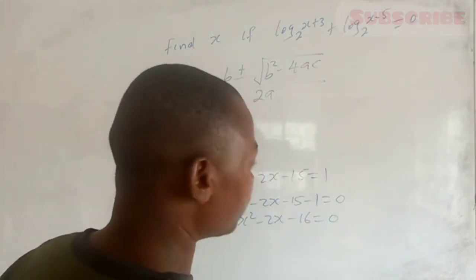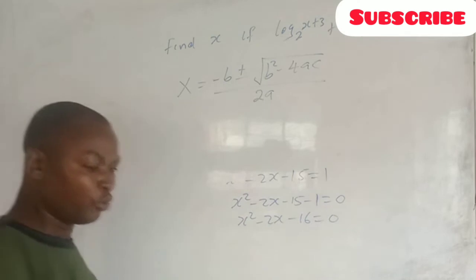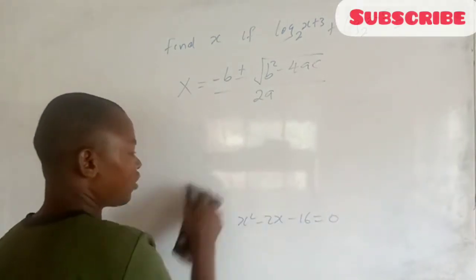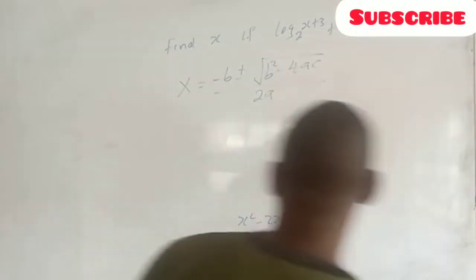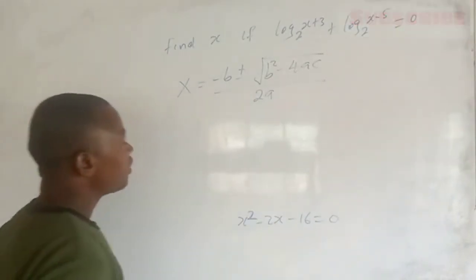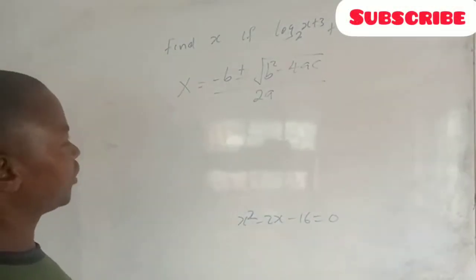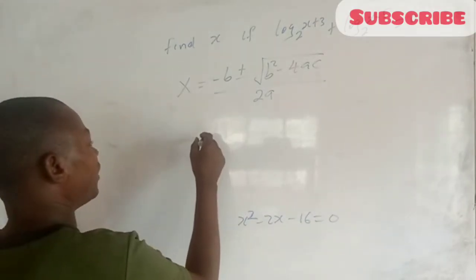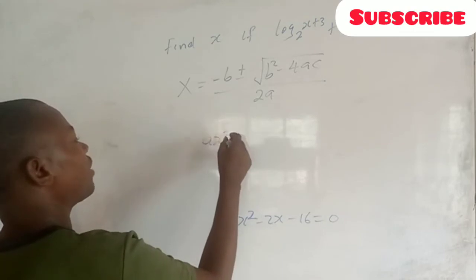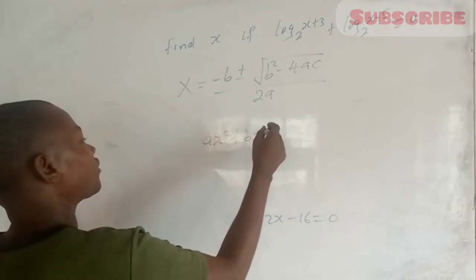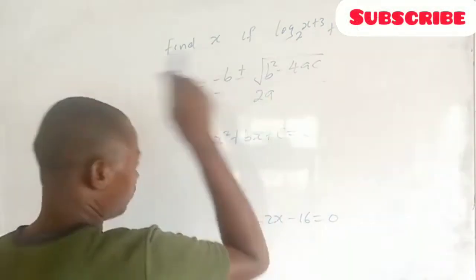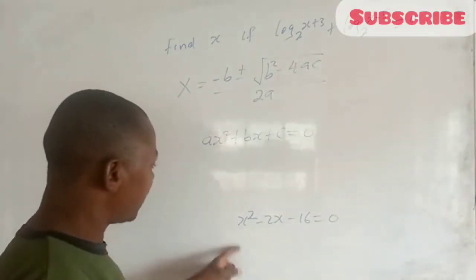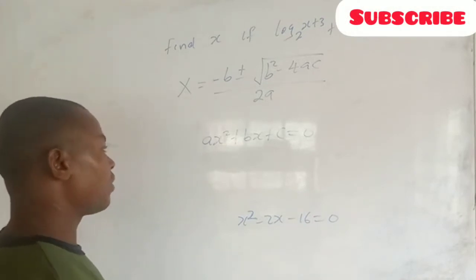So how do we use this formula? I'm going to leave this, but I will rub this off. Now we are having a, b, c. We are going to relate it to this equation, as squared plus bs plus c equals 0. So we will compare it with the equation that we have.